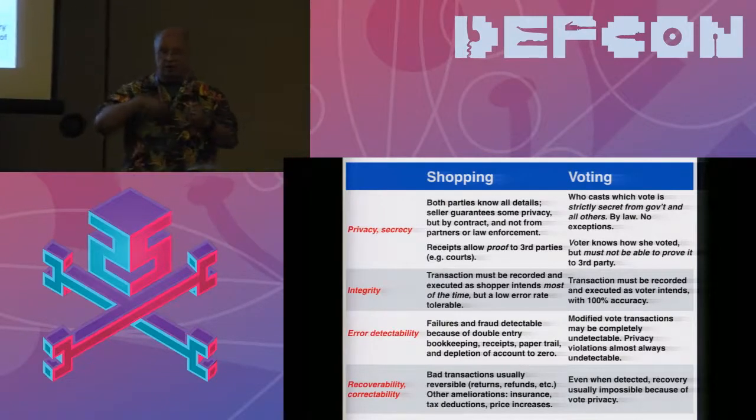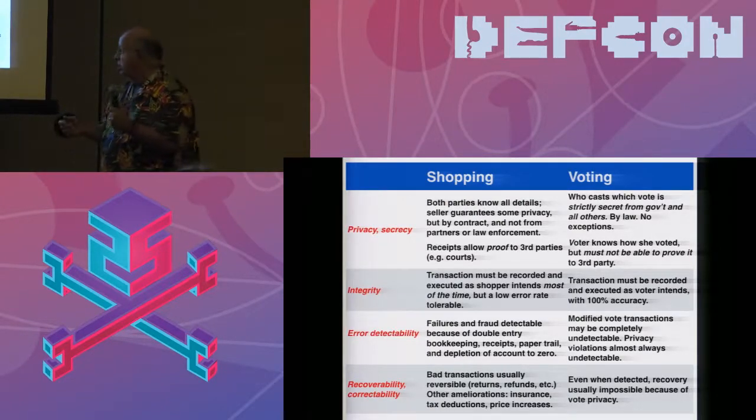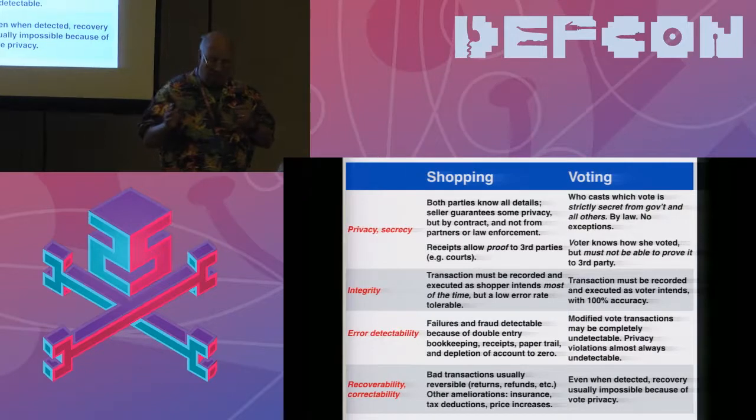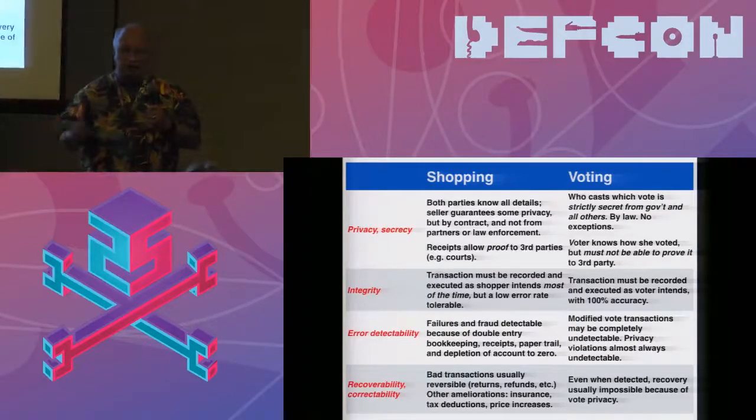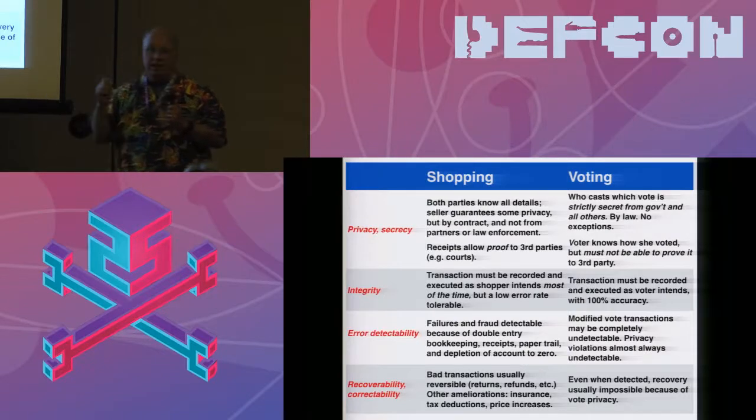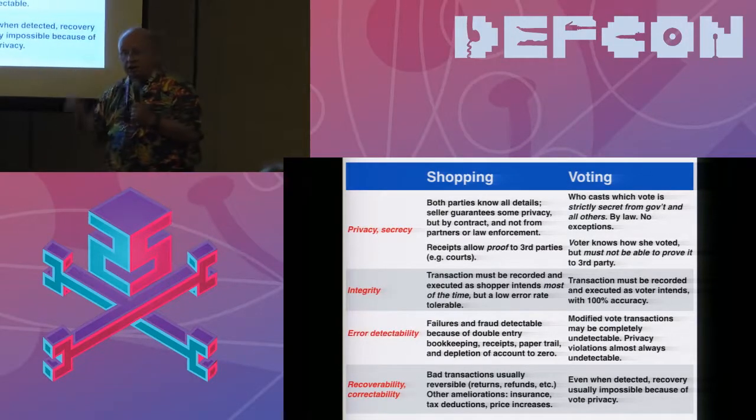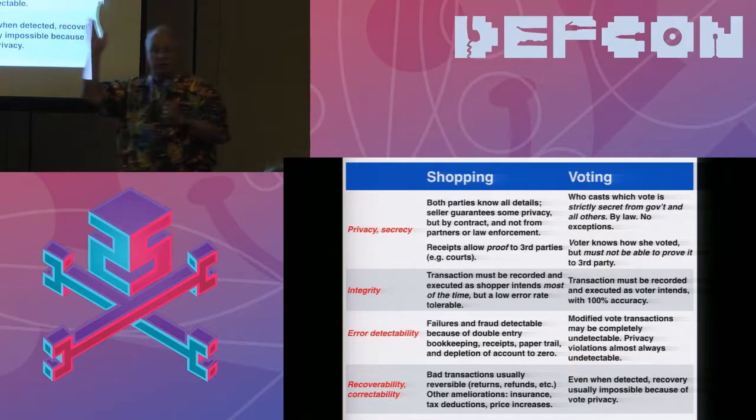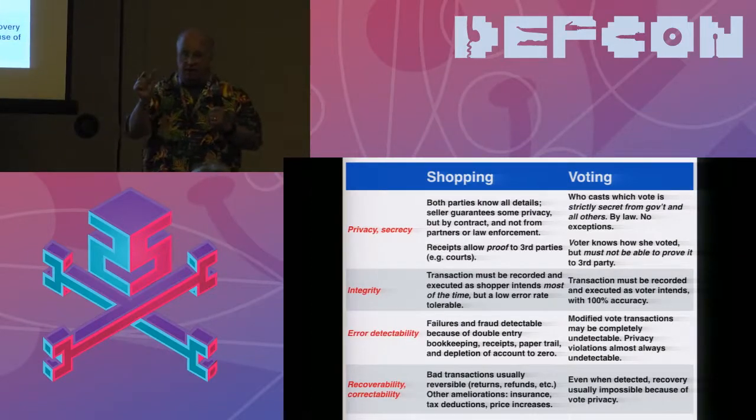Integrity means that the transaction is actually correctly done. So in the case of shopping, Amazon will not go out of business if 1% of all of its transactions are fraudulent. And it's a good thing because they are. But in the voting world, we cannot tolerate a 1%. We can't tolerate a 0.1% error. We really need systems that are architected and designed and intended and, as far as humanly possible, 100% accurate recording of every transaction, especially in this era of closer and closer elections. Okay?